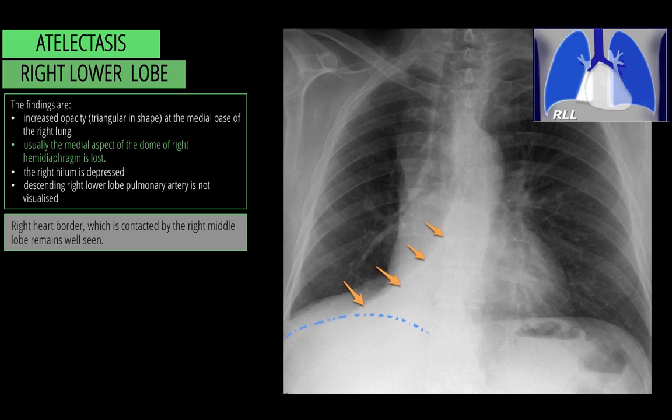As a result of right lower lobe collapse, you will also find that the right hilum is going to be depressed, and the descending aspect of the right lower lobe pulmonary artery is not going to be visible. So note, however, that the right heart border can still clearly be visualized, and this is contacted by the right middle lobe, which indicates and isolates that this collapse is localized to the right lower lobe.